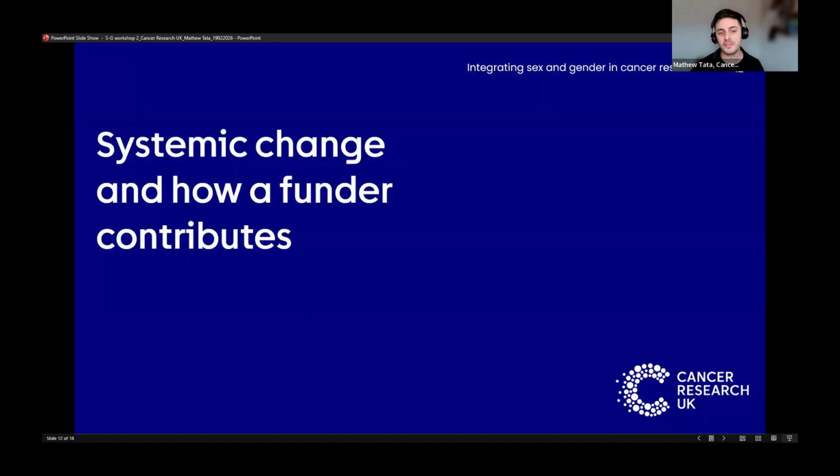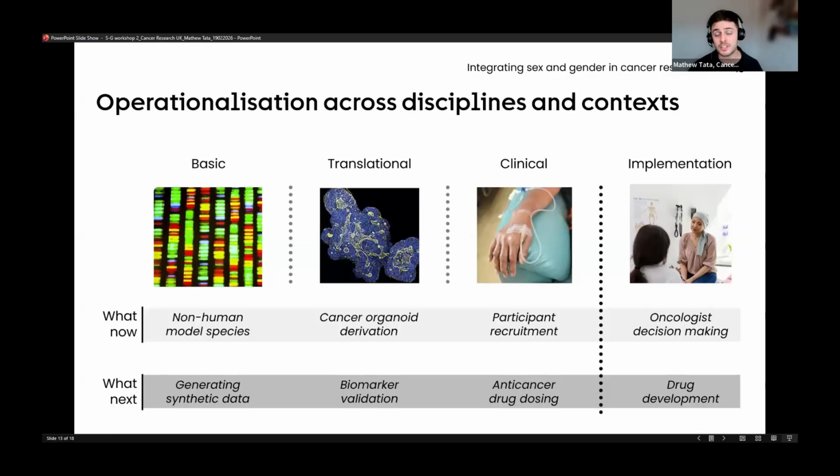So in terms of the accountability that we and the broader ecosystem have, first to illustrate that, we as a funder and as a charity, we support a breadth of different disciplines and research contexts, all of which stand to benefit from being sex and gender inclusive. So researchers, for example, exploring basic science, typically think often around the sex of mice that they happen to be using as a model system. But we want to extend that, for example, to thinking about how we generate synthetic data that is representative of different sex and gender identities.